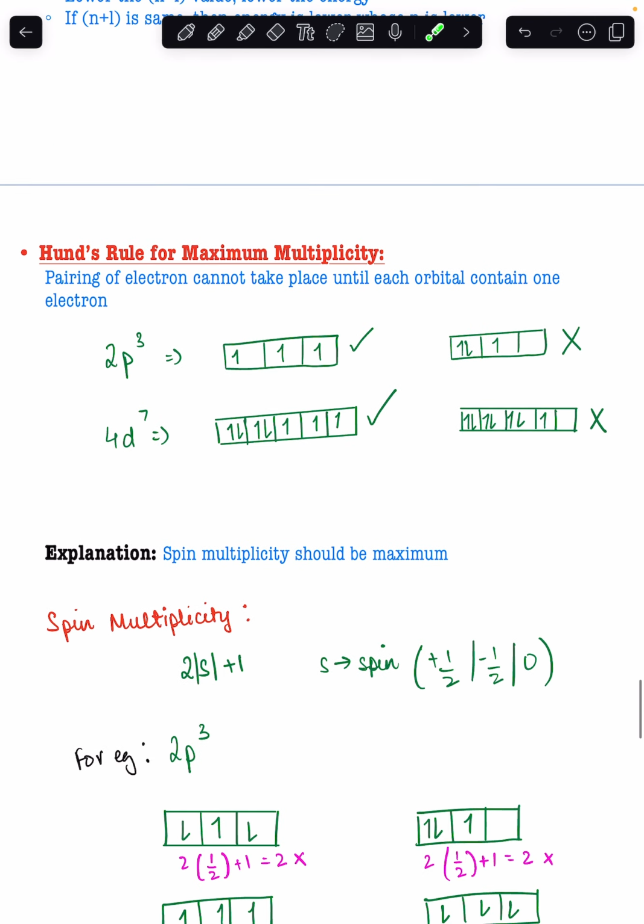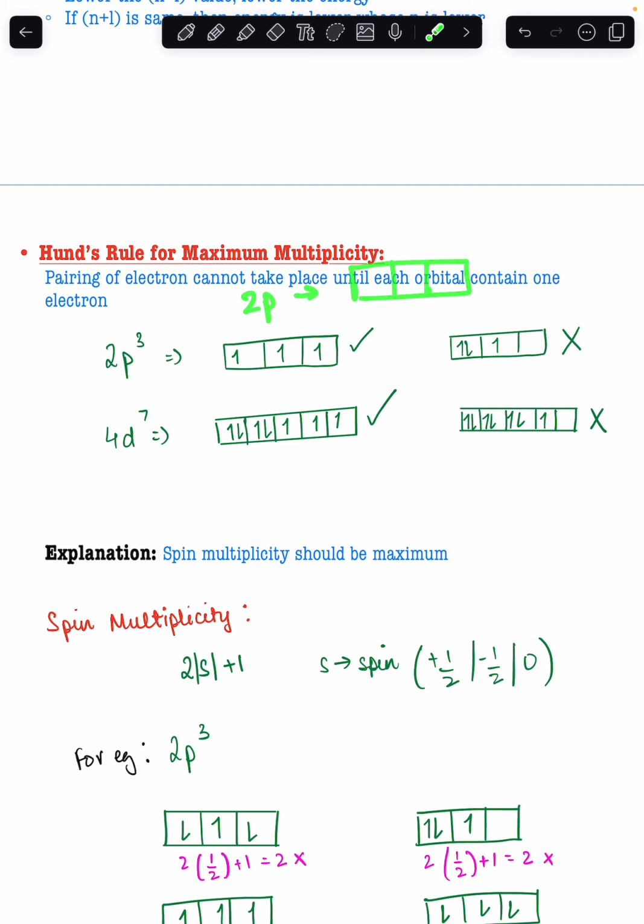Alright, so now there is another very important rule, which is Hund's rule of maximum multiplicity. Hund's rule of maximum multiplicity says that pairing of electrons cannot take place until each orbital contains one electron. Which means that in a particular subshell, like we have the 2p subshell, we have 3 orbitals, and we write it like this, as we discussed earlier in this video, alright?